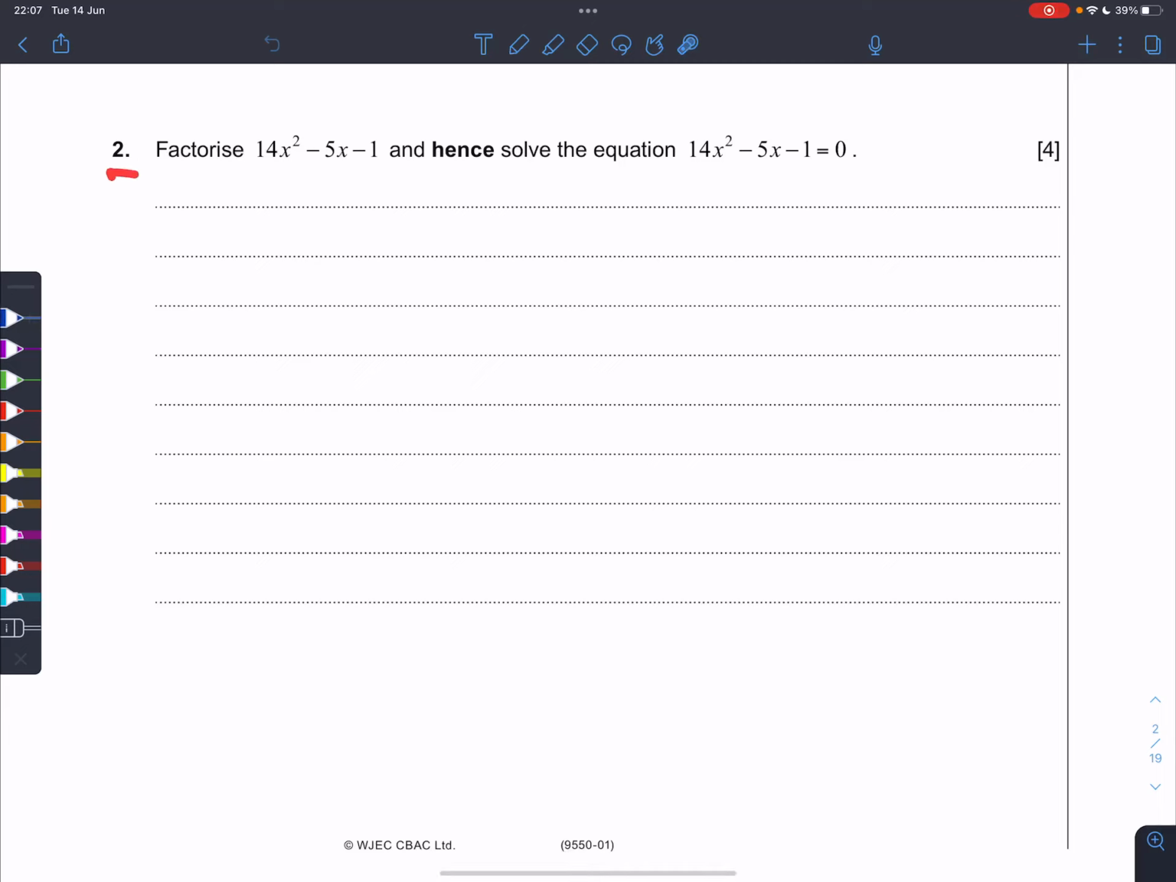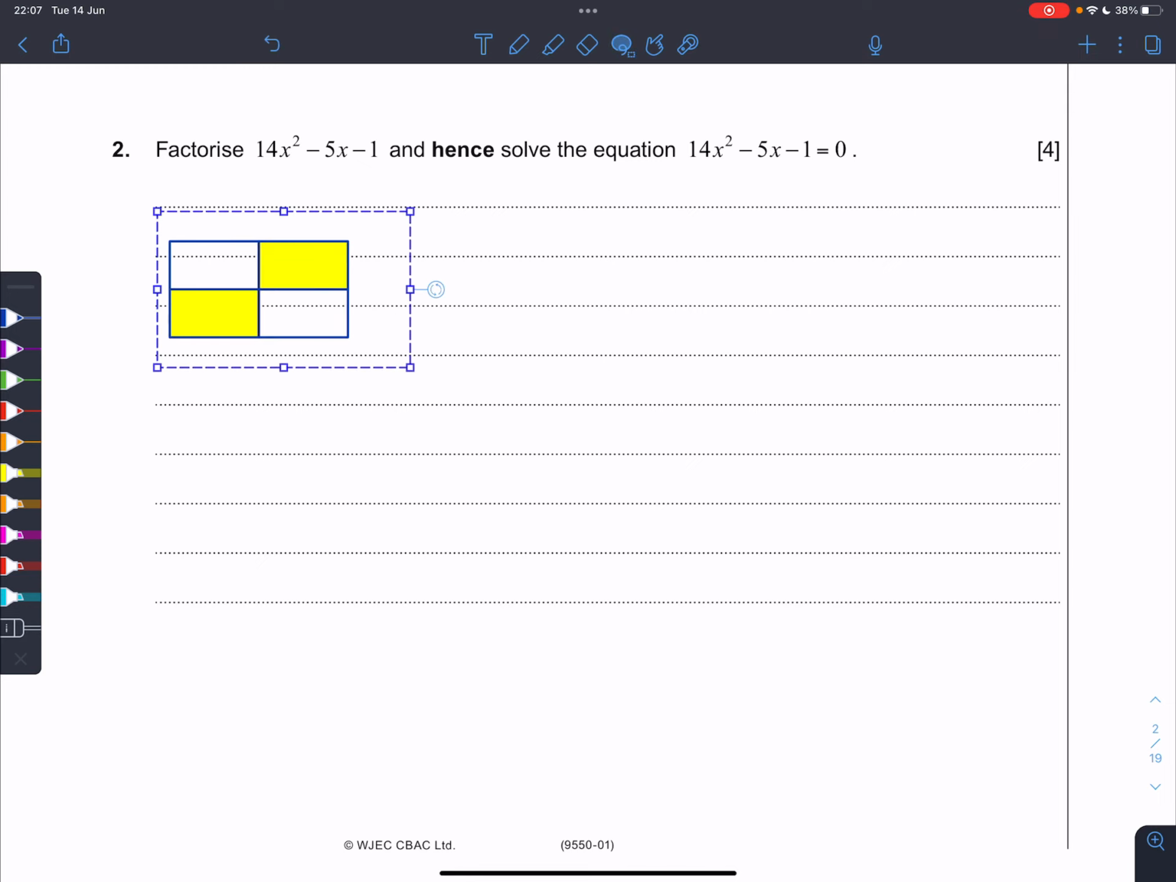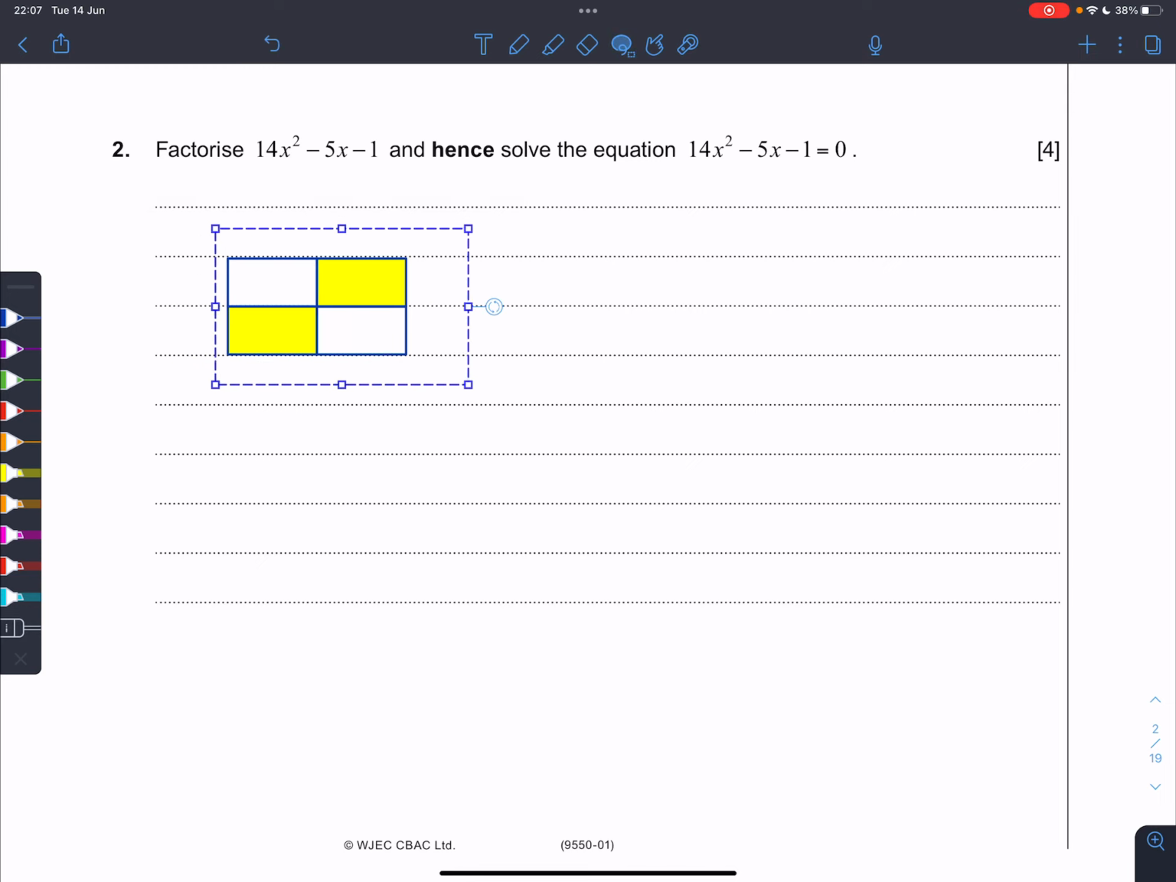Okay, this is question 2 from the 2018 WJC additional maths paper. It says factorise 14x squared minus 5x minus 1, hence solve the equation with the same expression equal to 0. So if I know I have to factorise a quadratic, I'm going to set up my grid.